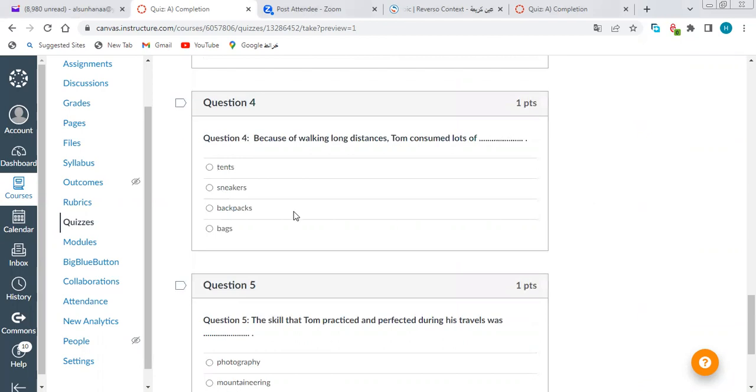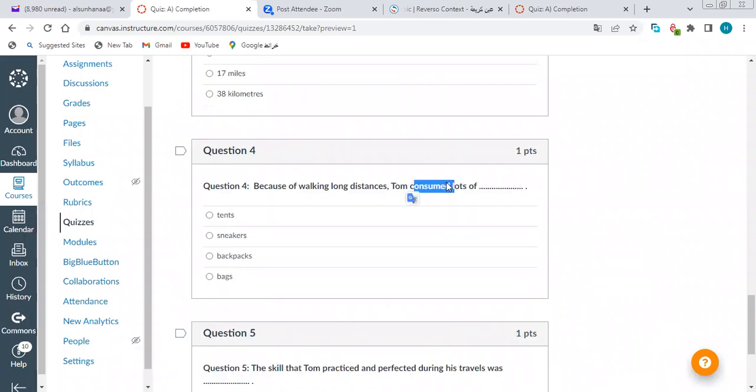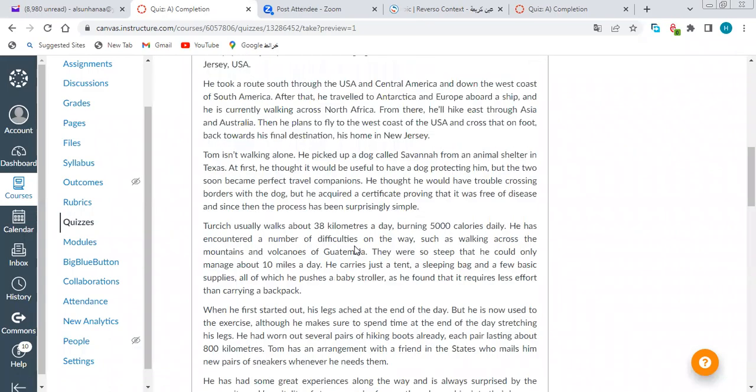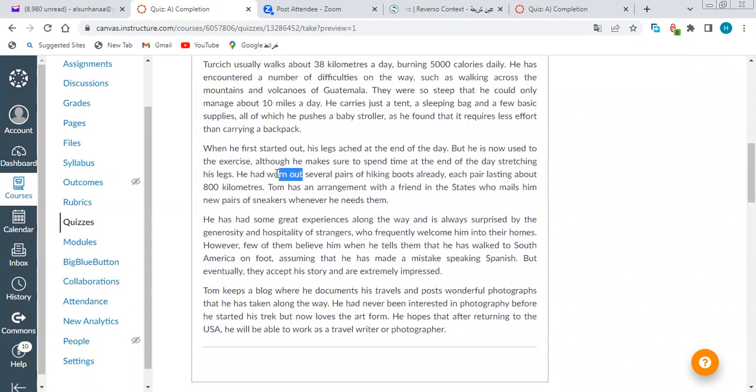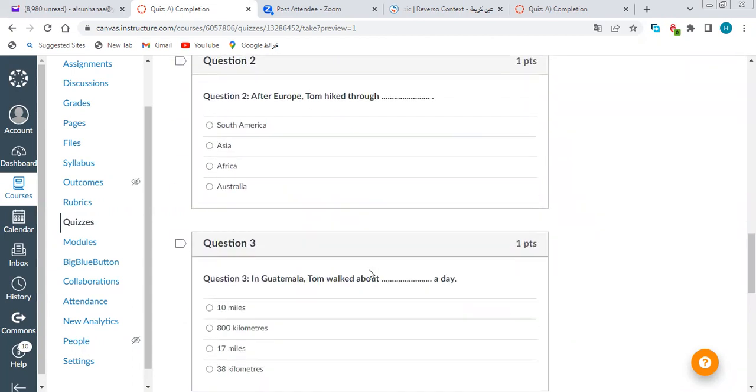Number 4. Because of walking long distances, Tom consumed lots of. I'm explaining here why. Because he walked long distances, because of hiking. He consumed. Consumed is a synonym for worn out, if we look at the paragraph. Several is a synonym for a lot of. And hiking boots is the closest to the answer sneakers.